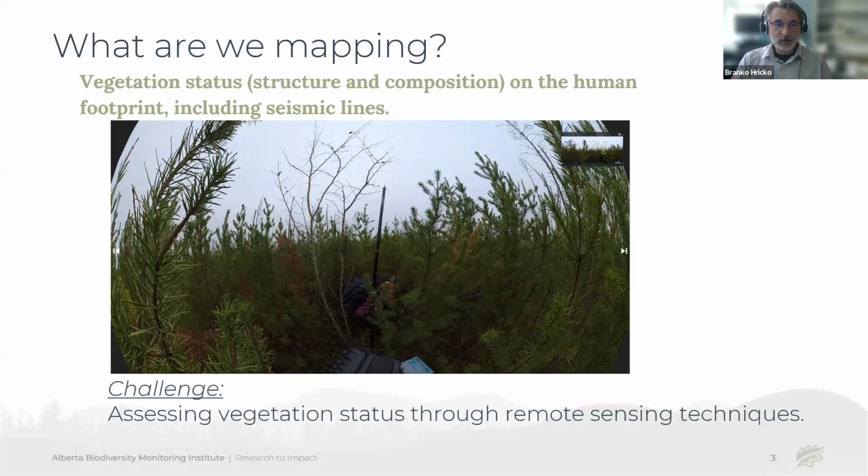We are focusing our mapping on vegetation status, meaning structure, composition, so heights, canopy closure, and so on. And our challenge is quite obvious. We don't want to send a lot of field work into the field. We want to accomplish our goal by remote sensing techniques.